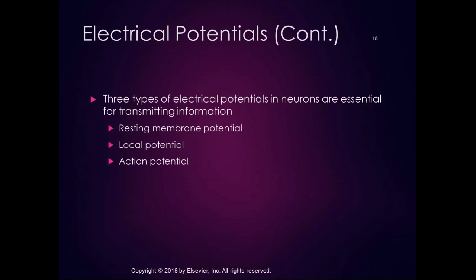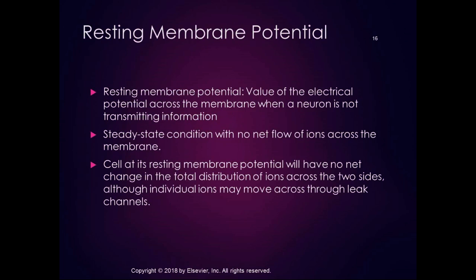So there are 3 types of electrical potentials in neurons that are essential for transmitting information: resting membrane potential, local potential, and action potential. And we're going to talk about each one of those individually. So the resting membrane potential is the value of the electrical potential across the membrane when the neuron is not transmitting information. That's why it's called resting.